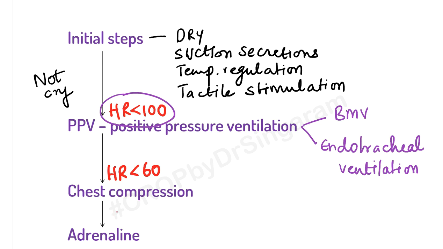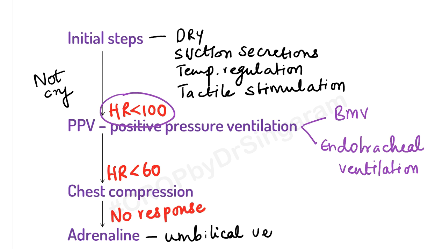And even after starting chest compression, if there is no response and the heart rate is still less than 60, then you have to consider injection of adrenaline via the intravenous route. Remember, in a newborn baby, you have a ready-made access to the intravenous route via the umbilical vein. So always remember this point. Adrenaline is given via the umbilical vein in a newborn baby. This sums up the steps of neonatal resuscitation which you need to know for your exams.